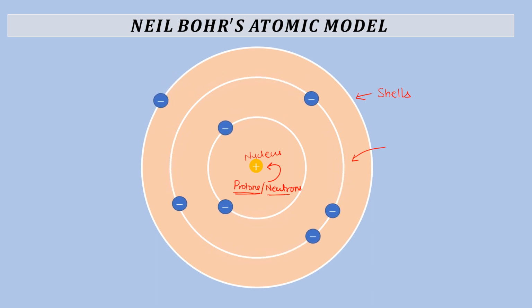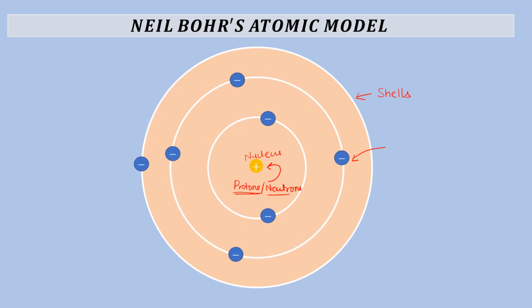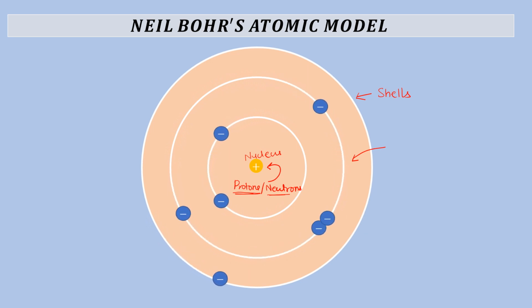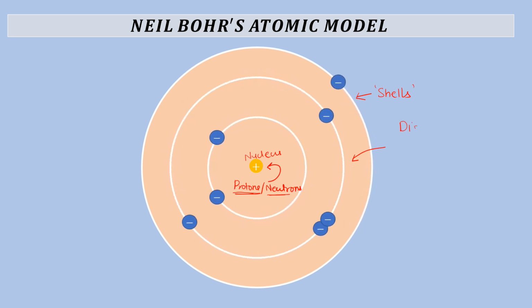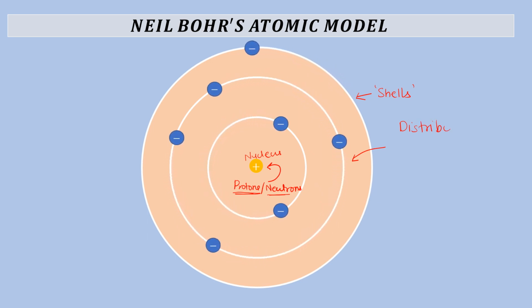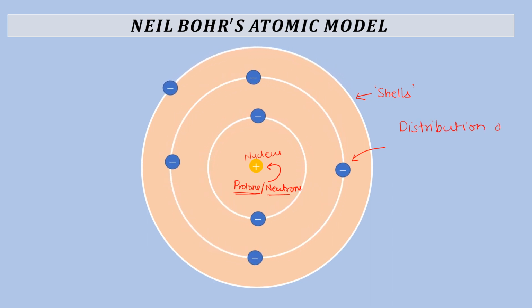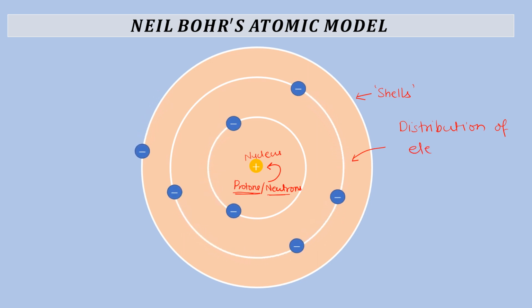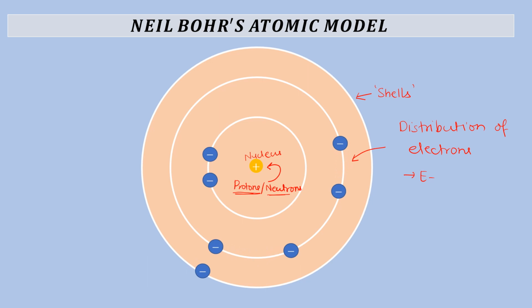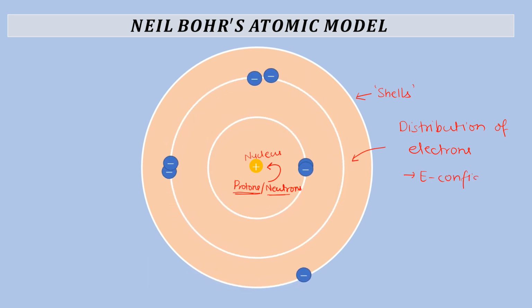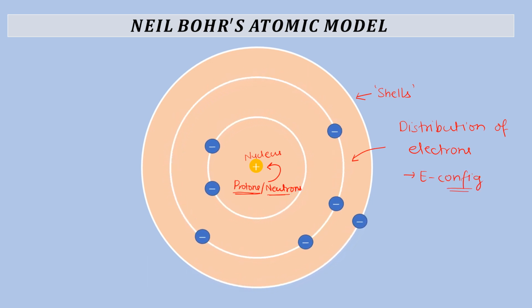Okay, so we are going to look deeper into this model, into the propositions made by Niels Bohr on how to distribute these electrons, these negatively charged moving particles, in these orbits or shells as he called them. This distribution of electrons in these shells is called electronic configuration, which we will discuss now.